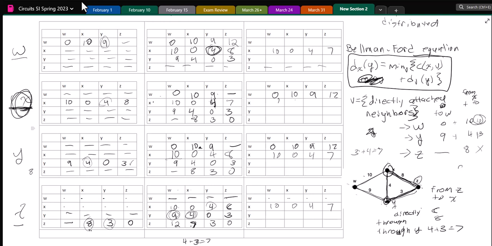Okay, Y. Did Y's distance vector change? Nope, it didn't change. So it does not send it out. And again, you know you're done when nobody's distance vector changes. All right, and Z. Did Z's distance vector change? Yes, because it filled in this 12. It's not going to send it to W because it's not directly attached to W.